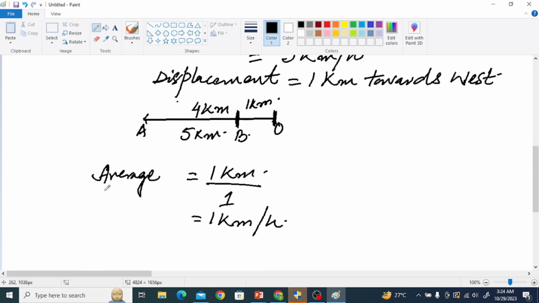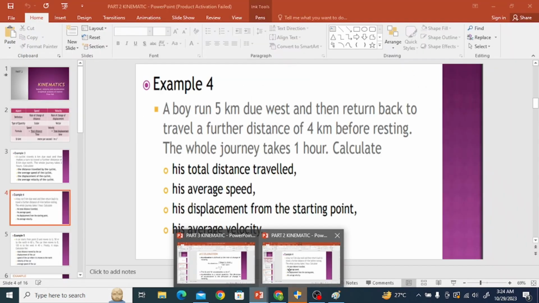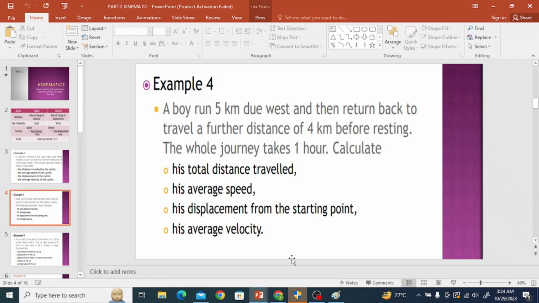So how do we get the average velocity? By dividing the total displacement covered by total time taken. The average velocity formula is total displacement covered divided by the total time of the journey. That will give you the average speed. So here the average speed we got is 1 kilometer per hour.